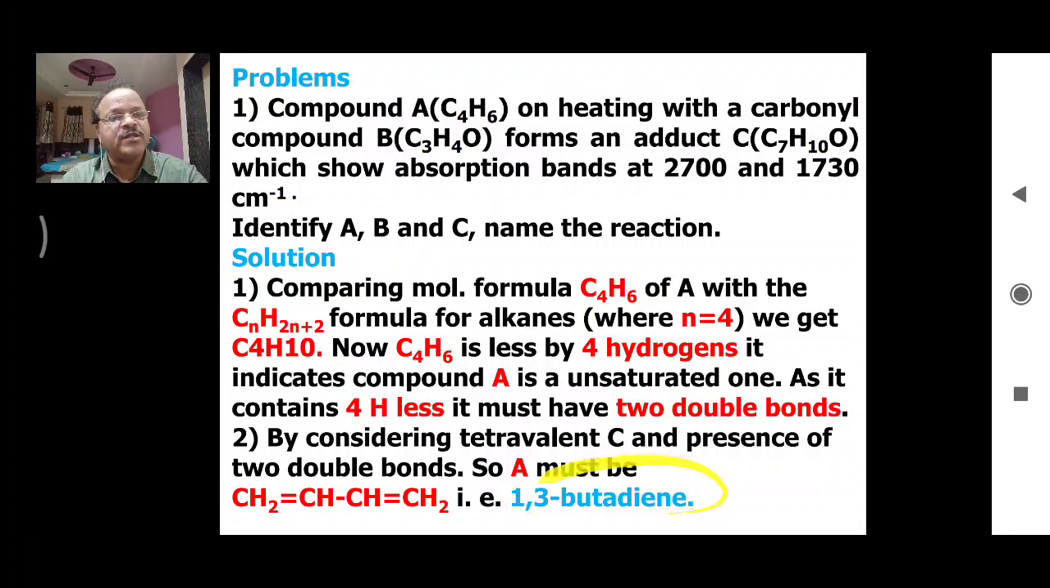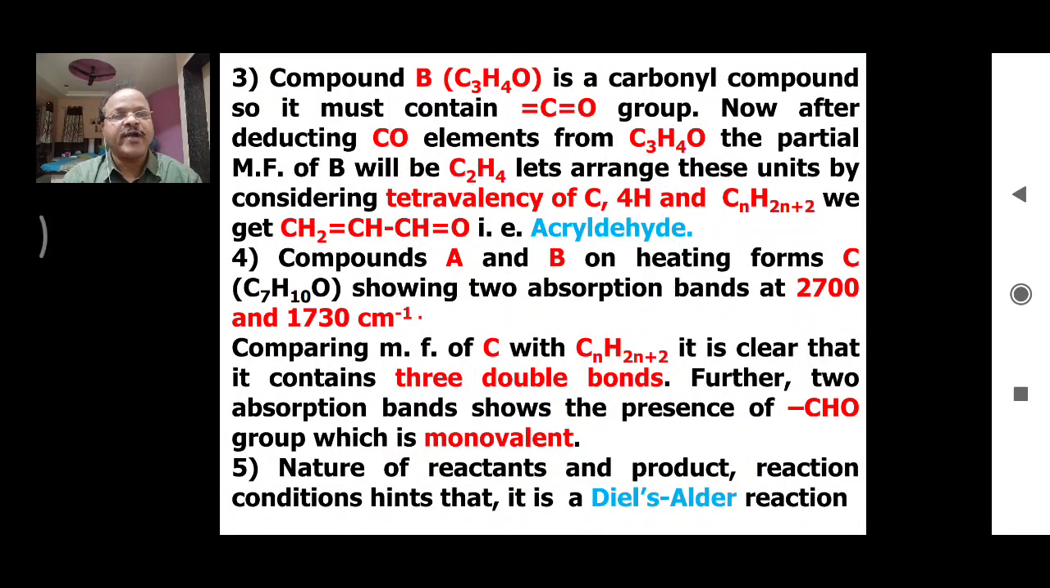Now let's find out the structure of compound B. Compound B has molecular formula C3H4O. It is a carbonyl compound.